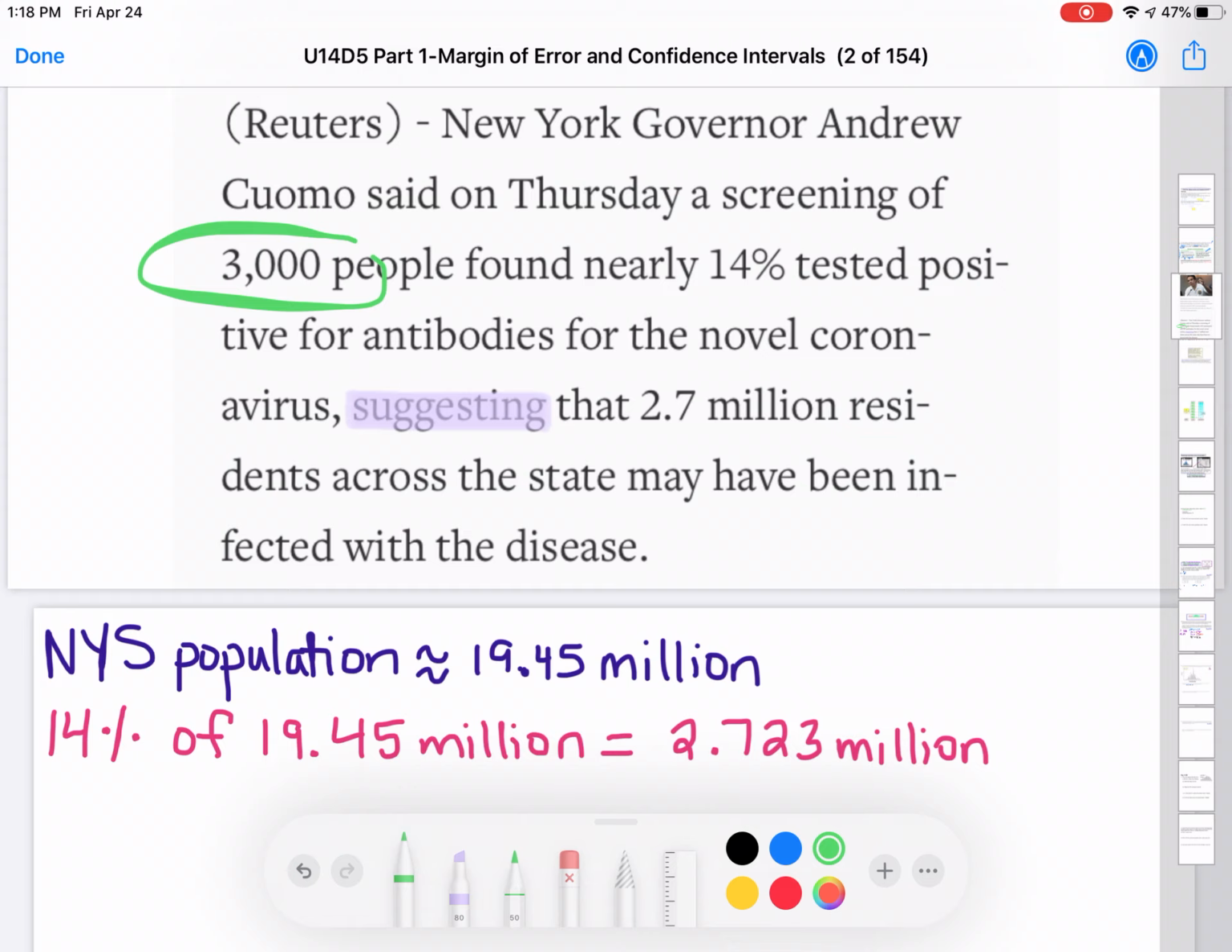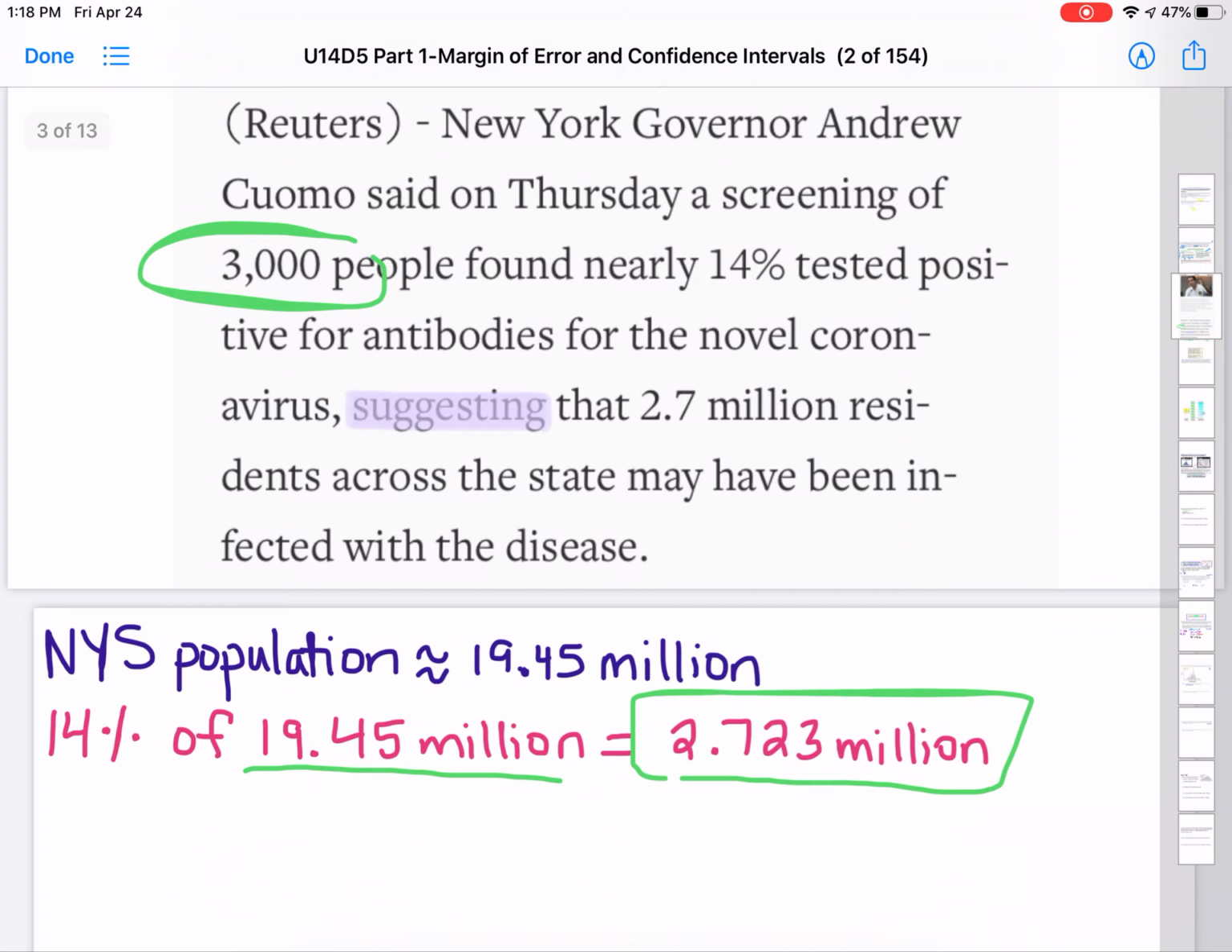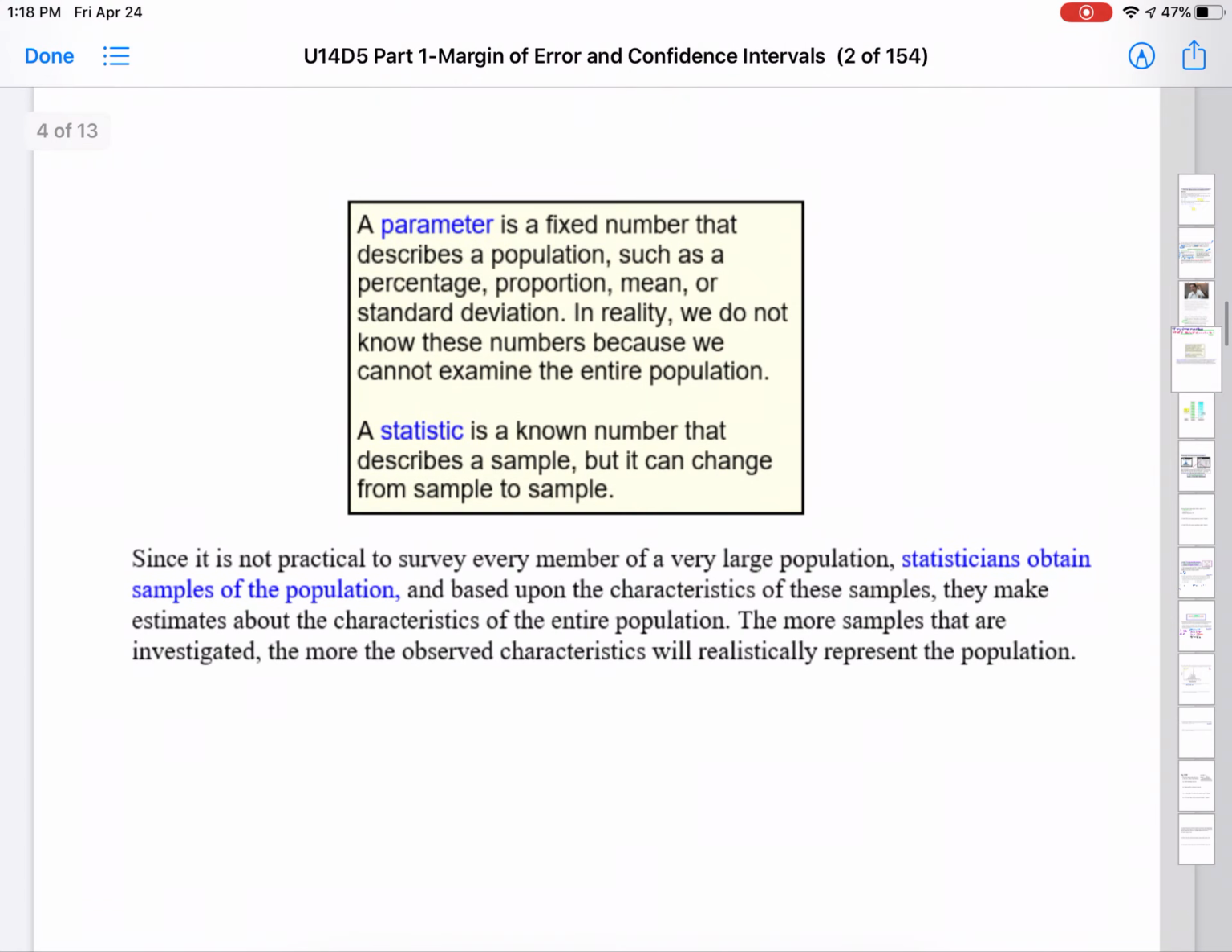They were out and about. He said they surveyed people that were just out in grocery stores and places like that, and he found that 14% already have it. So if we take 14% of the whole population, that's where he's getting this number of 2.723 million people. So by using a sample, he's trying to infer and come up with conclusions about our entire population. Okay, I'm not going to say anything about his 3,000 or anything like that, but that's just an example of what we're going to look at today.